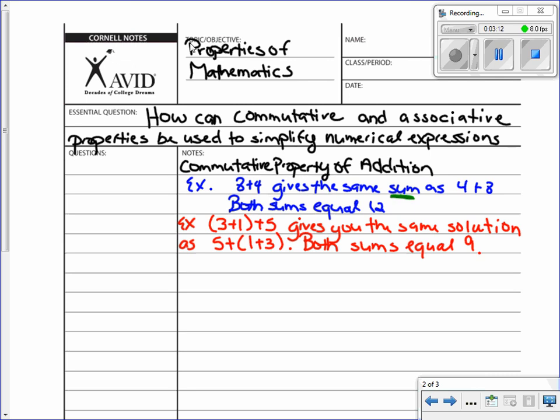And let's just verify that. 3 plus 1 is 4. 4 plus 5 is 9. That's right. And then, if you remember our lesson earlier with PEMDAS, the order of operations, we do parentheses first. 1 plus 3 is 4. 5 plus 4 is indeed 9. And again, we want to make a note here. We want to notice the numbers inside the parentheses are the same.